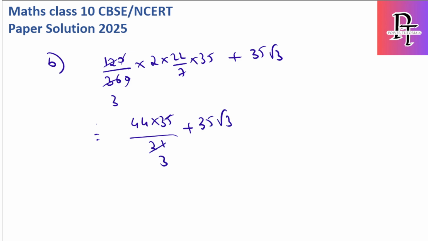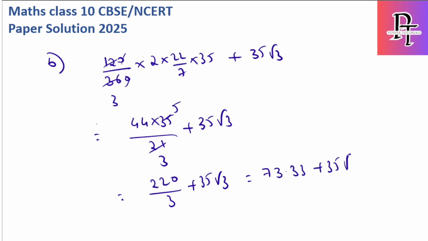7 3 is a 7, 5 is... 44 into 3 is 20. So it is 220 by 3 plus 35 root 3. So if I divide 3, I can write 7 3 is a 21, 10, 7 3 is 3, 3 3 is a 9. So 220/3 plus 35 root 3 is the final answer.